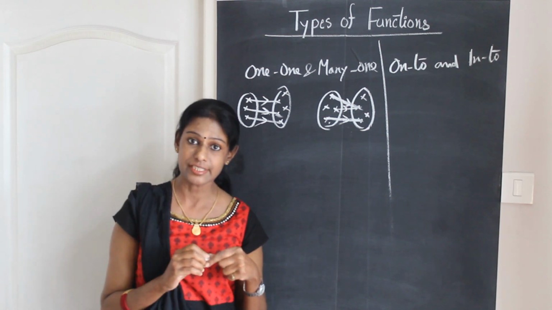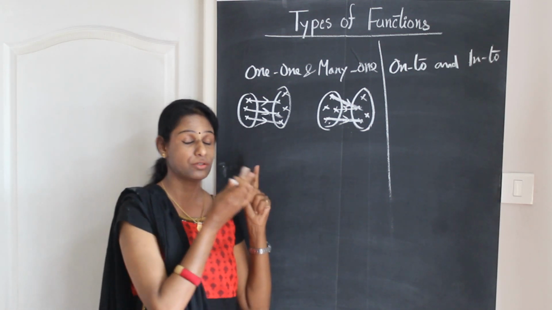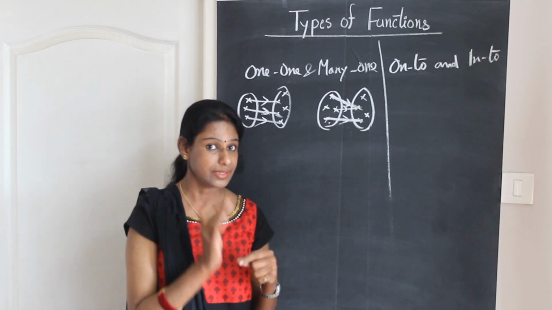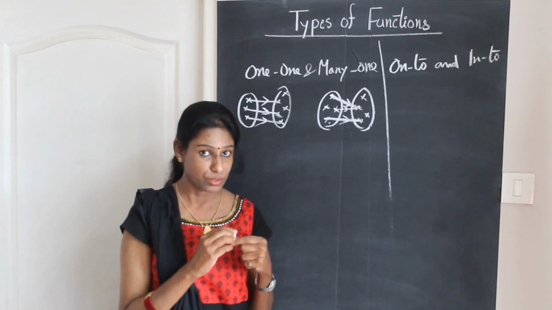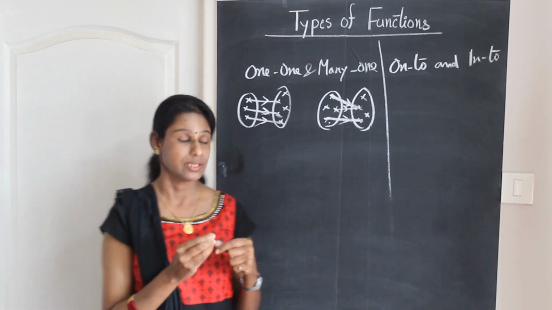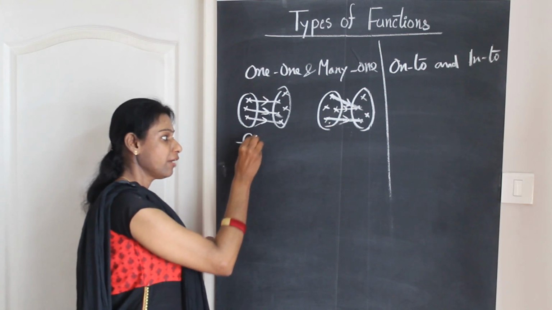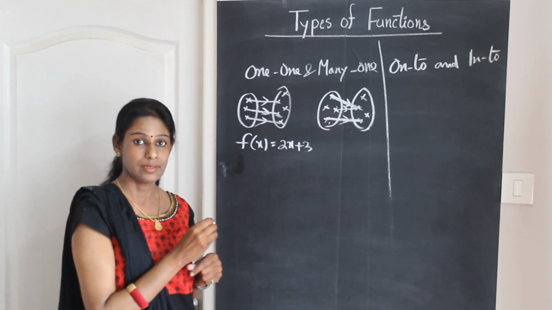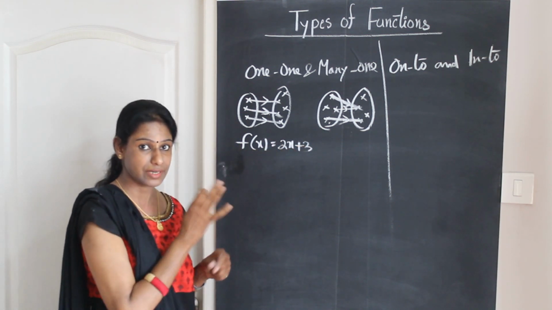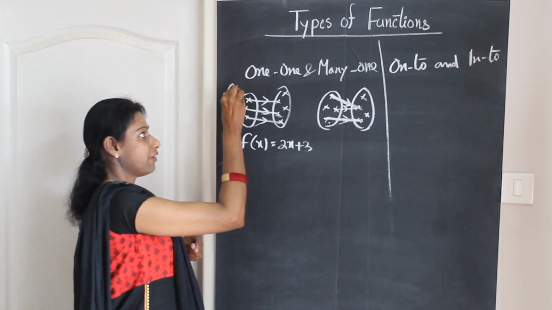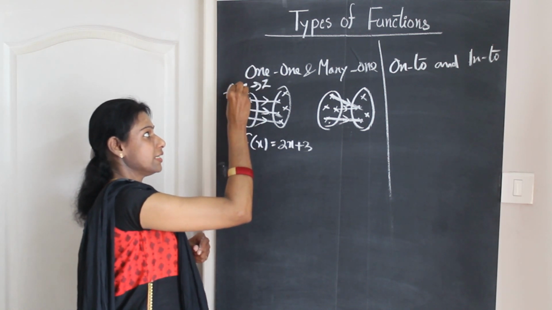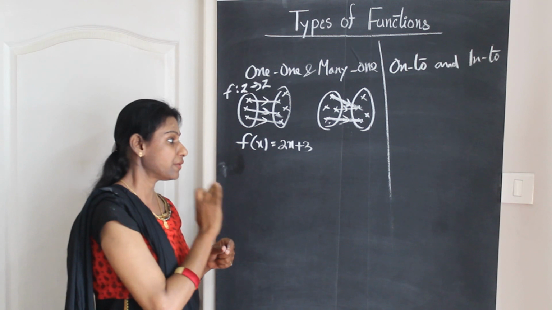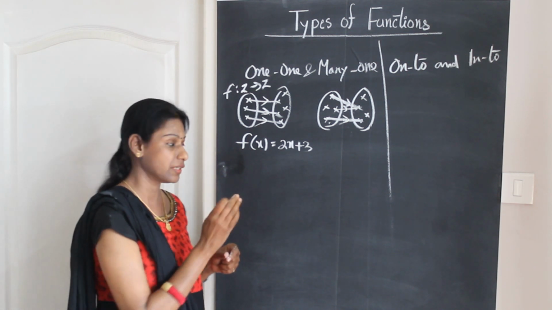Now, if a function is given without drawing the arrow diagram or taking examples, how do we check whether it is a one-to-one function or a many-to-one function? For example, f of x is equal to 2x plus 3. This is the function, suppose, and the function f is defined from Z to Z, the set of integers. Now, is this function a one-to-one function or a many-to-one function?